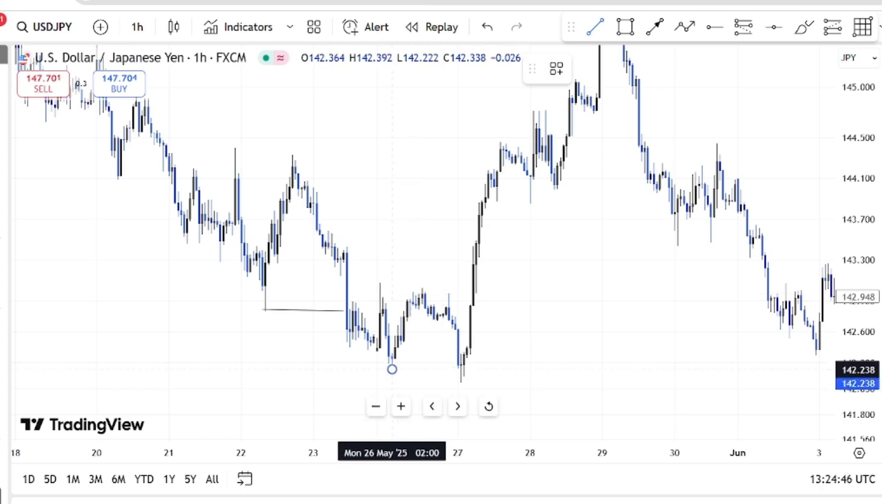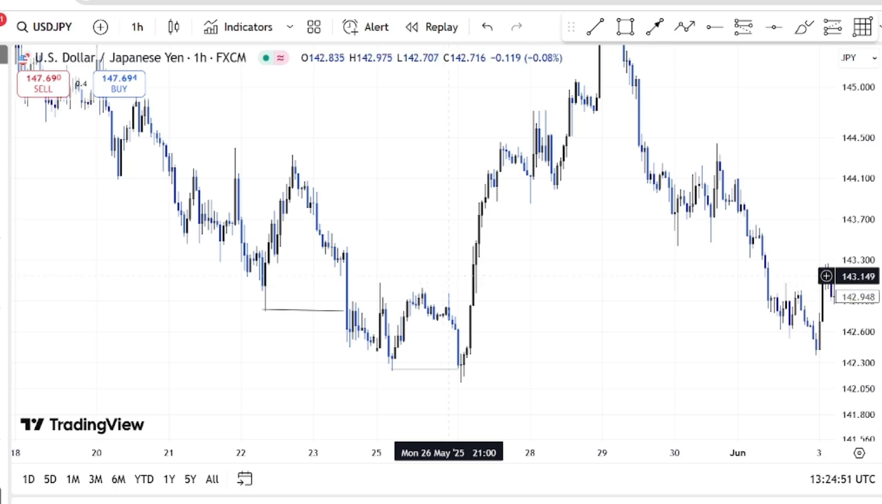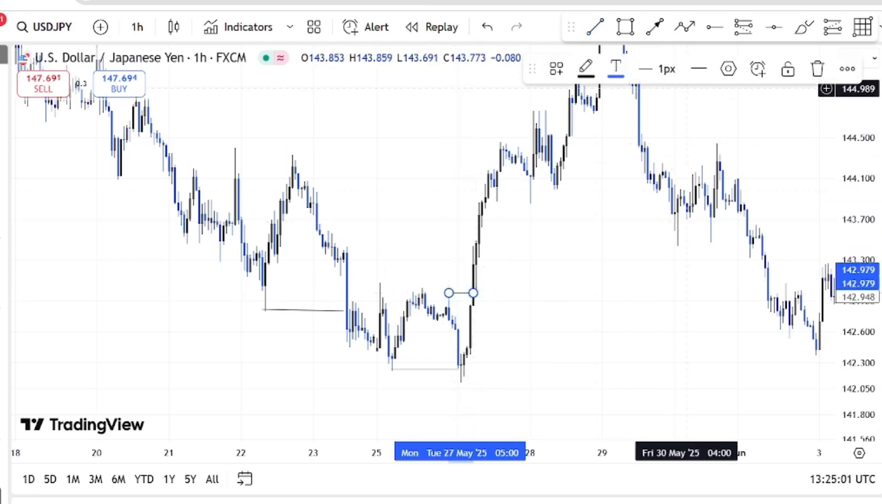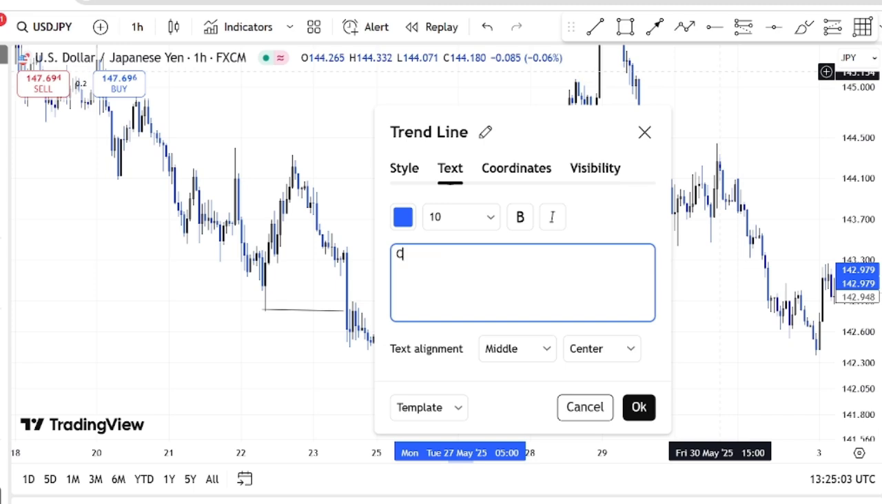We have a liquidity sweep at this point. After the liquidity sweep, where was the last high before this push to the downside? That was our last high. So at this point, what do you have? You have a change of character.